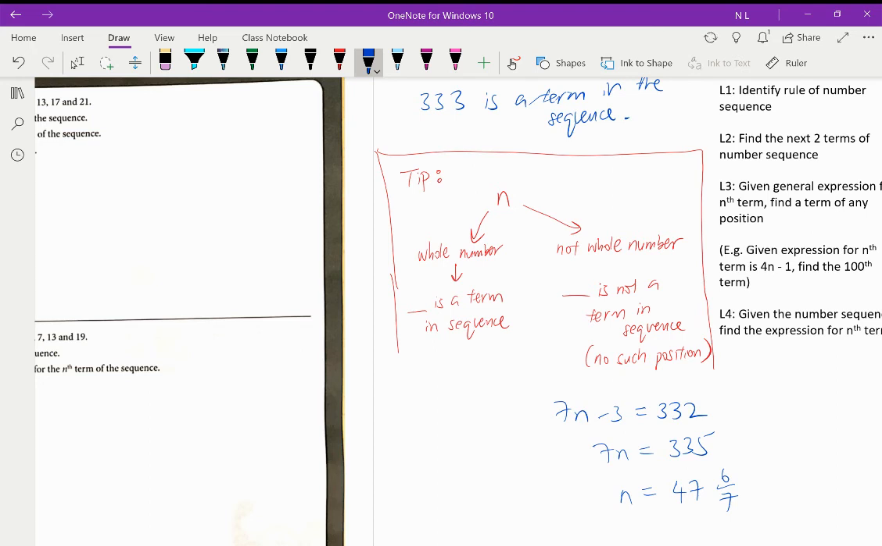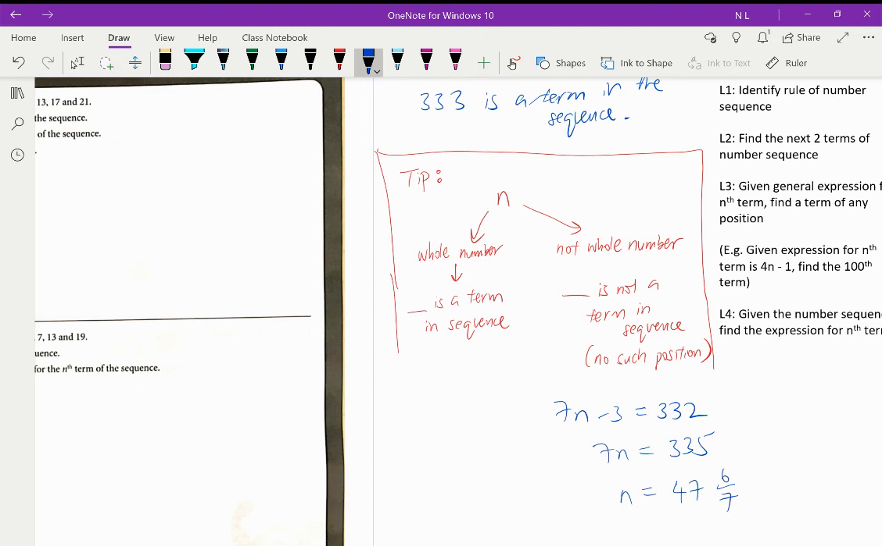So for this case, it will tell me that since n equals to this number here, 47 and 6 over 7, is not a whole number, that means that this particular number 332 is not a term in this sequence. Or you can say that 332 is not in this sequence. So this is how you show whether a certain number is part of the sequence or not.